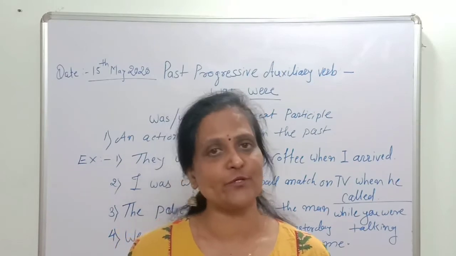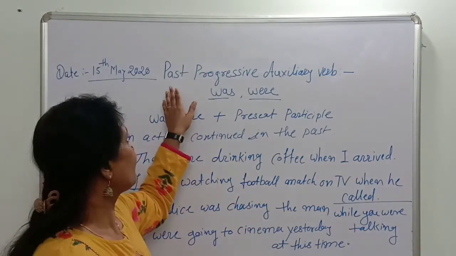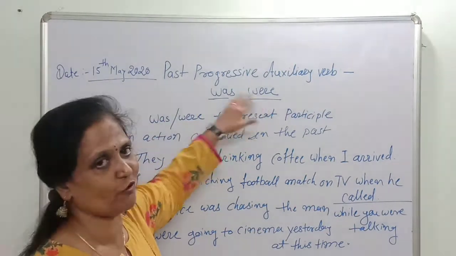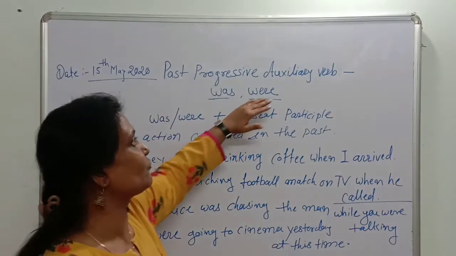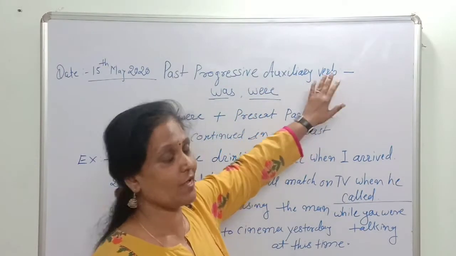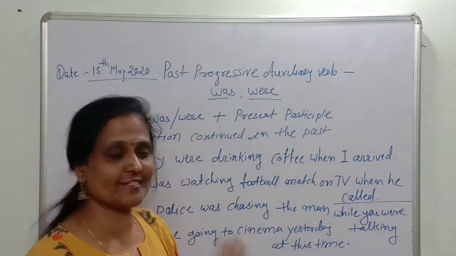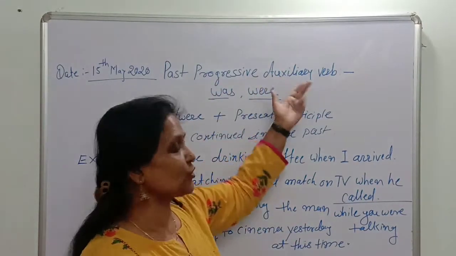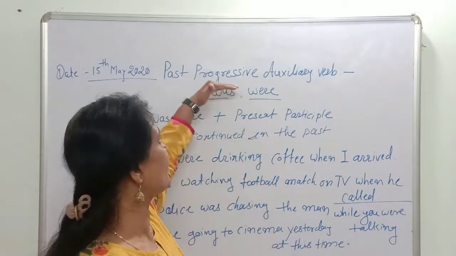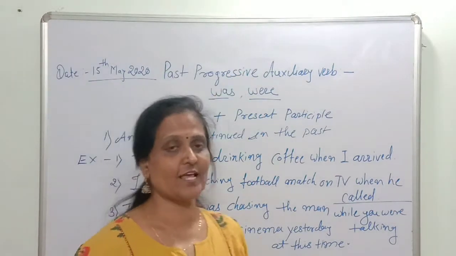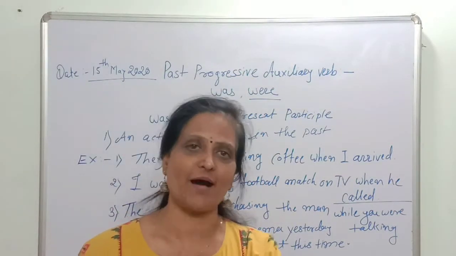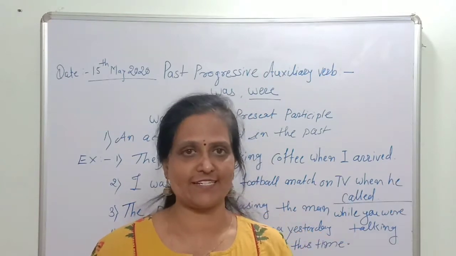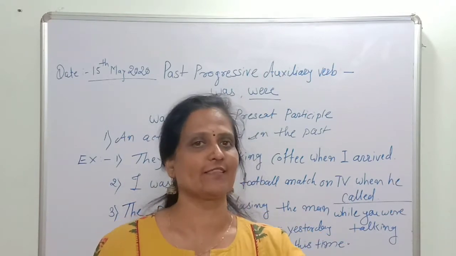So I will explain to you. Yes, was and were are used for the past. They are auxiliary verbs. Why is it called progressive? Past progressive auxiliary verb. Why do we use the word progressive here? It means the action happened in the past and continues to be in the present. It is continued in the present.